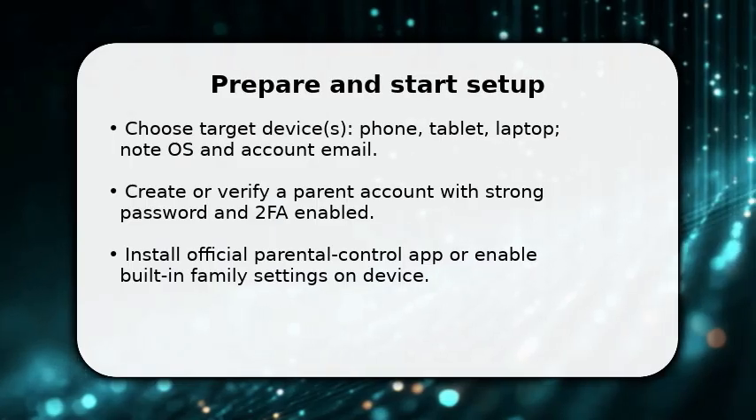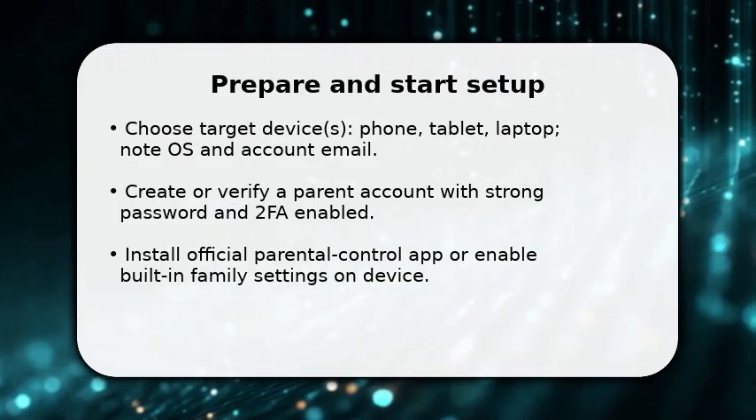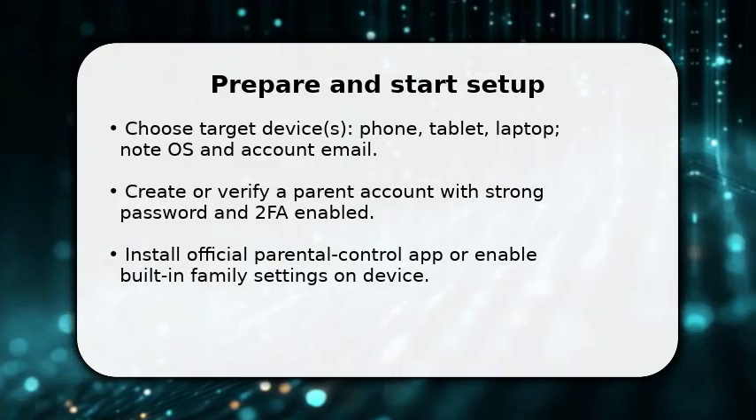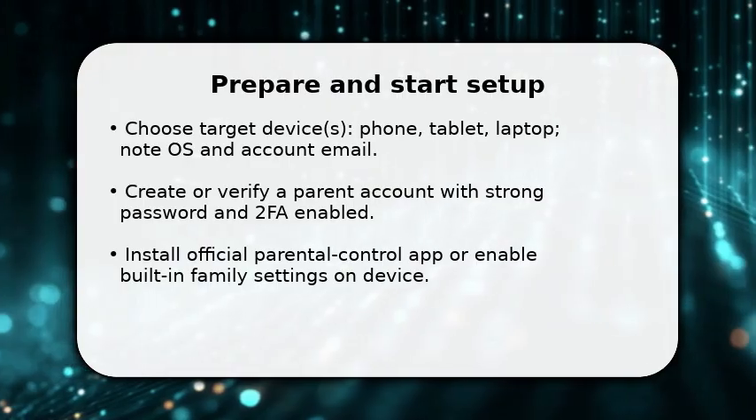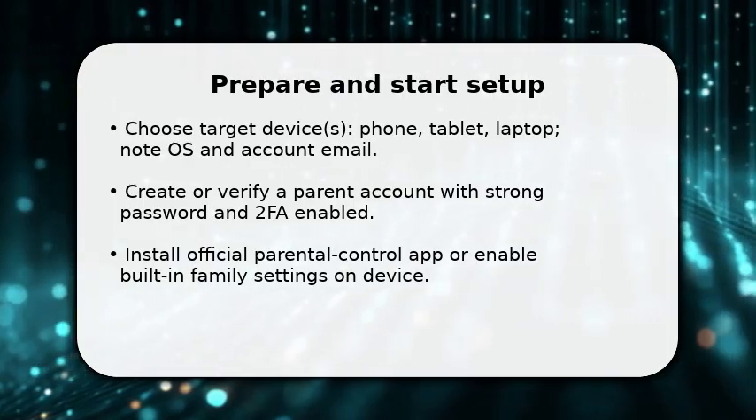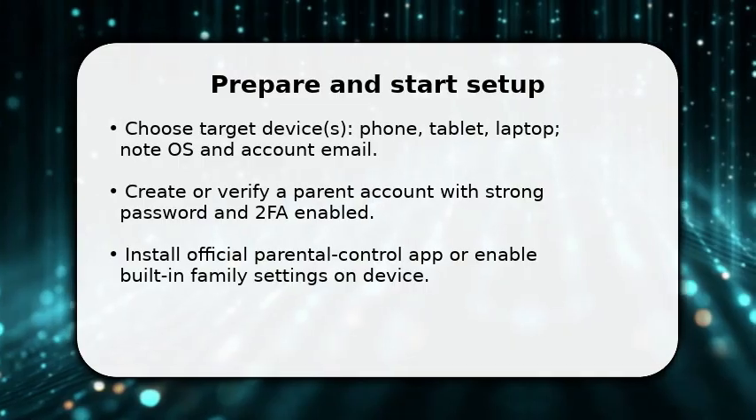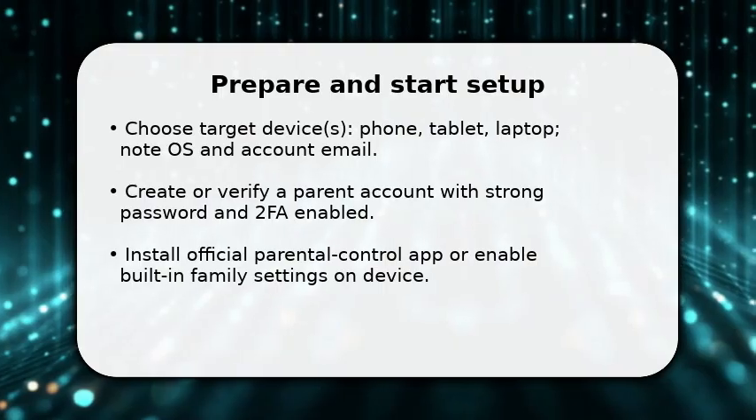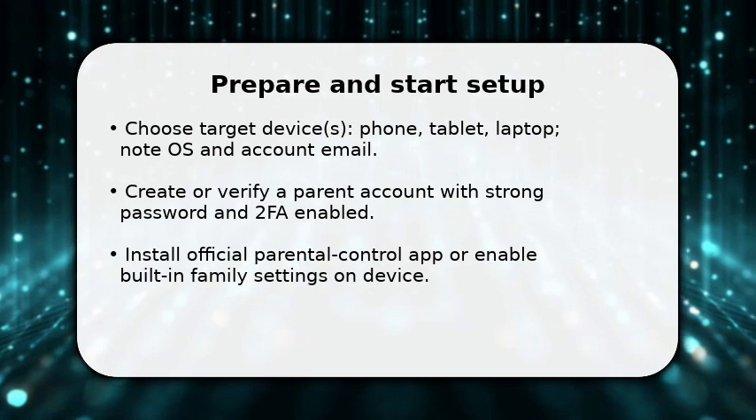You begin by picking the exact device you will control and confirming its operating system. That determines which tools you use. Next, create a parent account using a unique email, a strong password, and turn on 2FA so you can manage settings securely. Once done, install the official parental control app or open built-in family settings on the device and sign in with your parent account. This immediate action gets you into the management panel where you'll set rules.